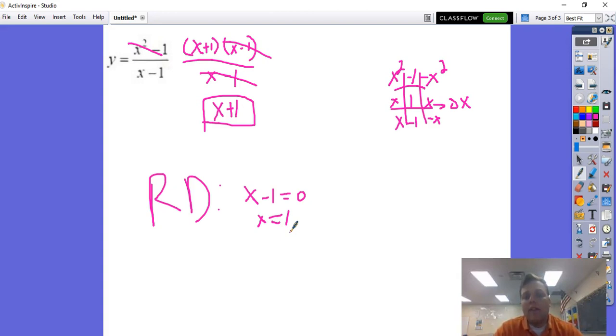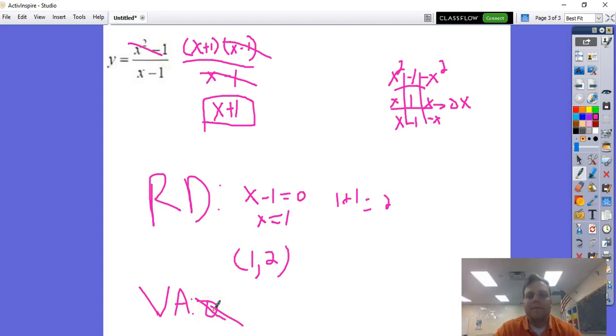How do I get the y value of your hole? You plug the x value of your hole back into your new equation, the equation you got after canceling stuff out. So that's going to be 1 plus 1, which is just 2. So the location of the hole is at the x value 1 and y value 2. And there is no vertical asymptote for this problem, because after we canceled stuff out, no denominator existed. That's a circle with a line through, just really poor.